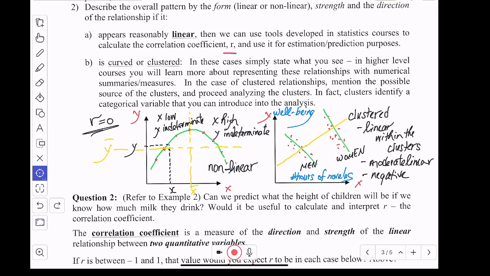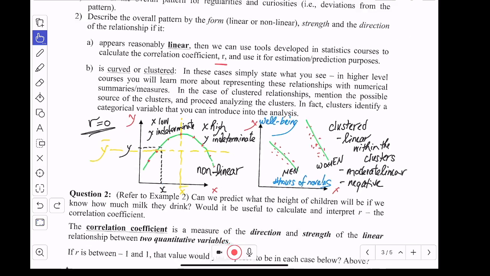All right, so let's get rid of that yellow line because it's not the right line. Okay, questions, comments?